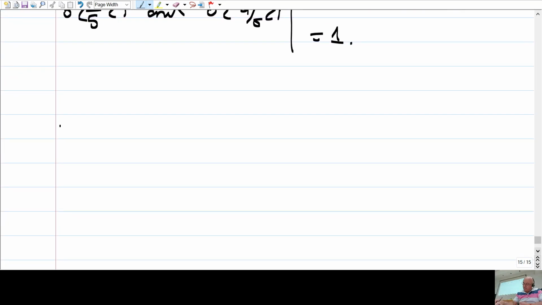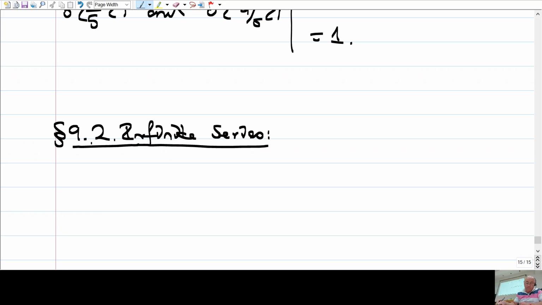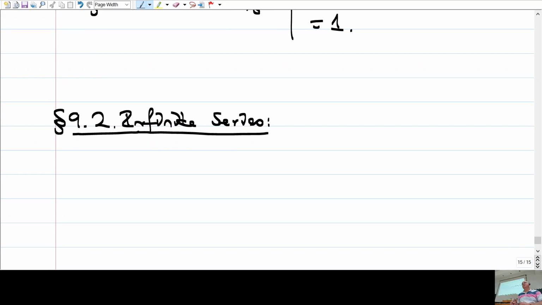The next topic is the so-called infinite series. What's an infinite series? It's a formal sum. Formal sum means it's just a bunch of symbols, and it doesn't have a meaning till you define what it means.